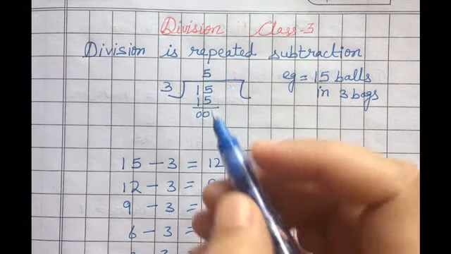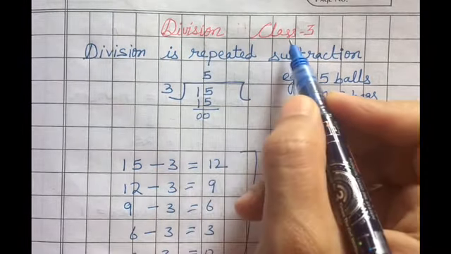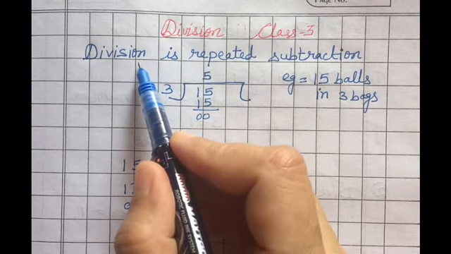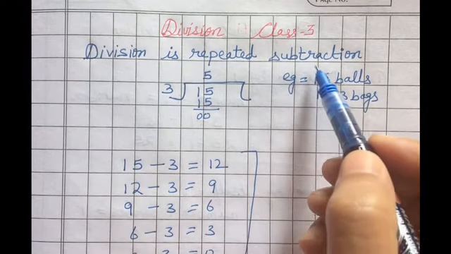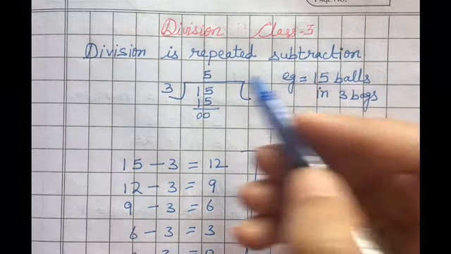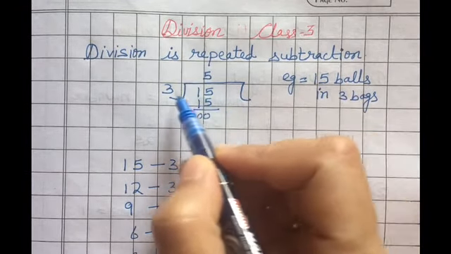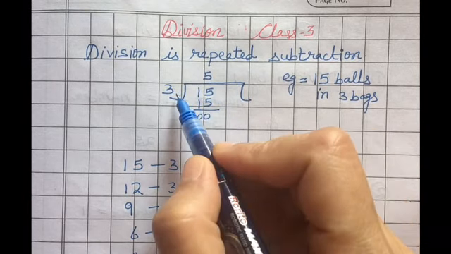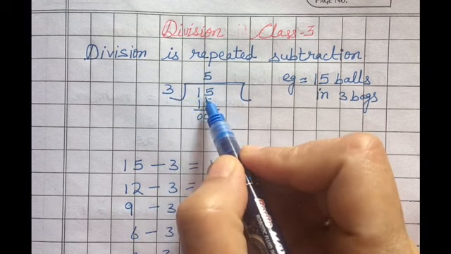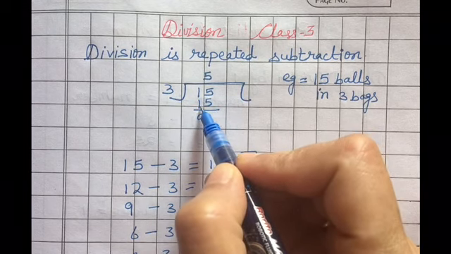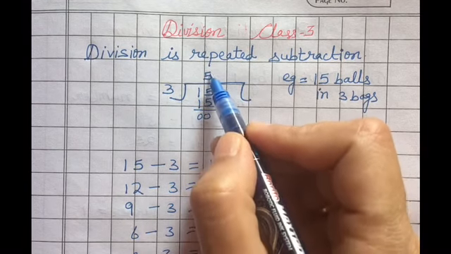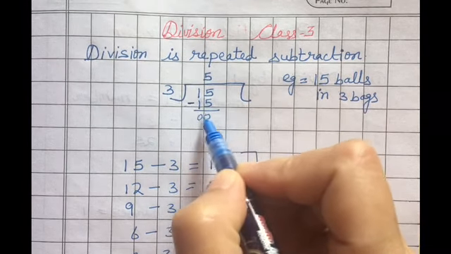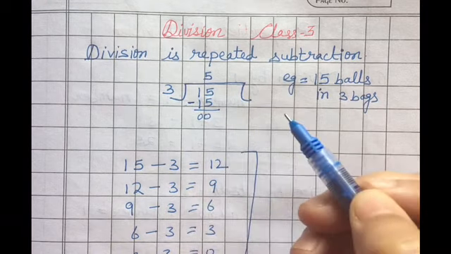Students, today our topic is division for class 3. As you already know, division is repeated subtraction. If you want to divide 15 by 3, then we will have to find out the number in the table of 3 which is either equal or less than 15. So 3 fives are 15. Then you have to subtract and the remainder will be 0.